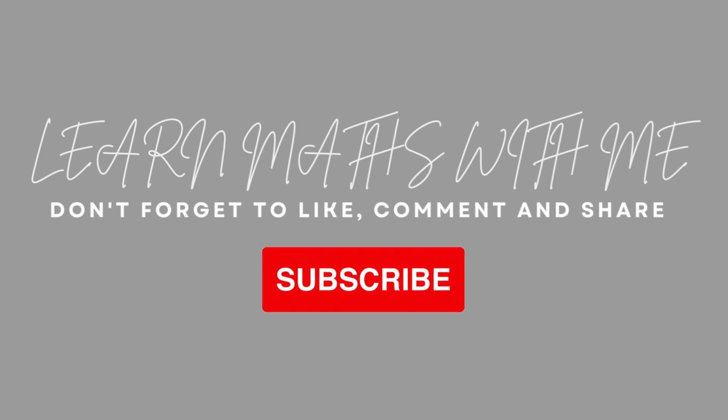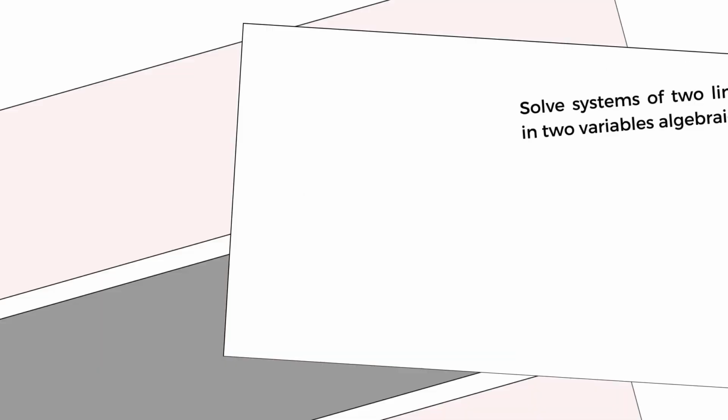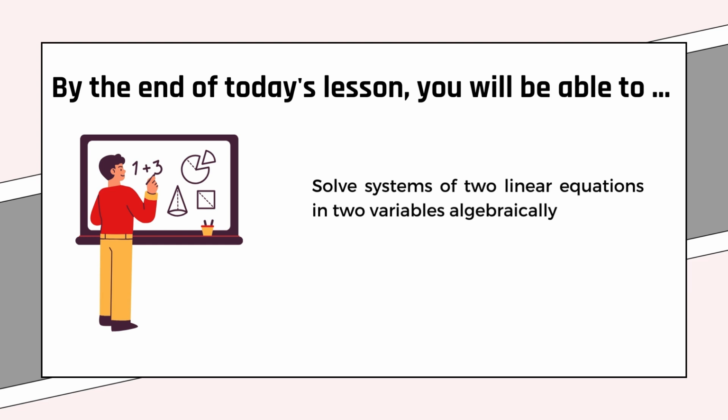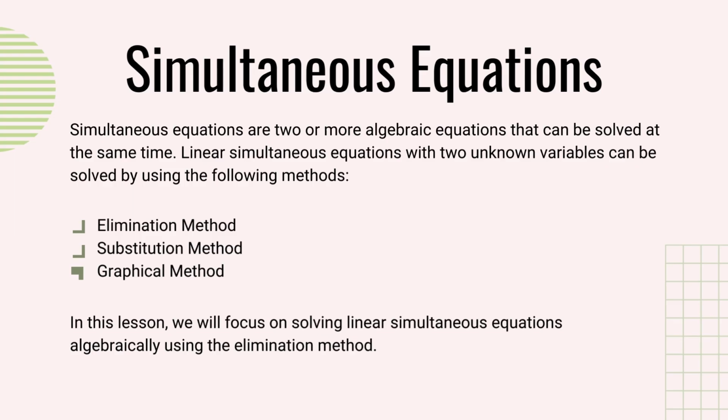Today we want to take a look at simultaneous equations. By the end of today's lesson, you'll be able to solve systems of two linear equations in two variables algebraically. Simultaneous equations are two or more algebraic equations that can be solved at the same time. So linear simultaneous equations with two unknown variables can be solved by using the following methods: the elimination method, the substitution method, or the graphical method. In this lesson, we'll focus on solving linear simultaneous equations algebraically using the elimination method.